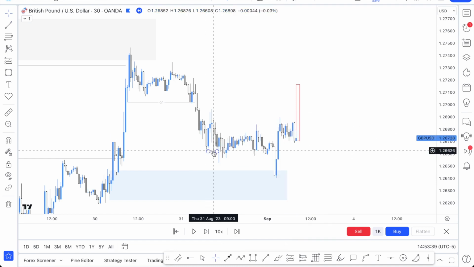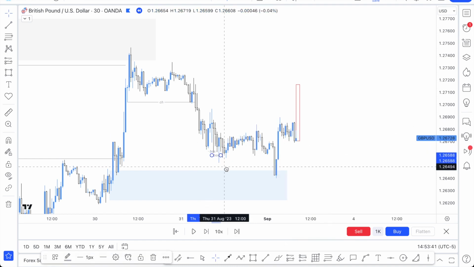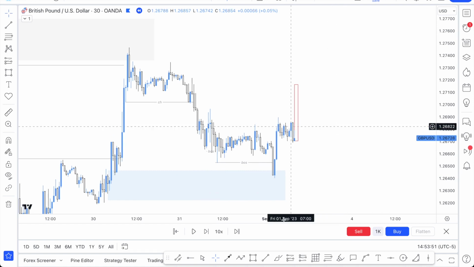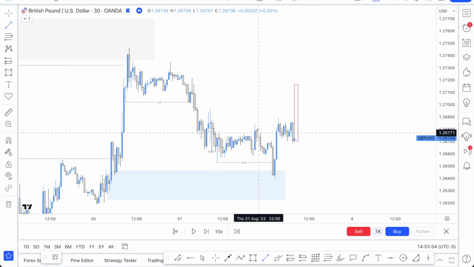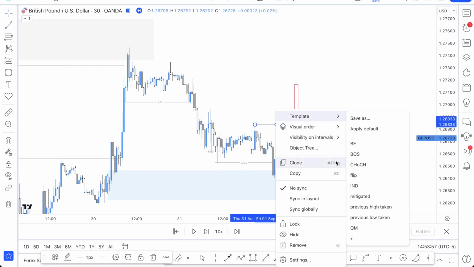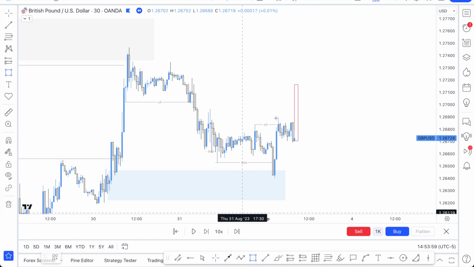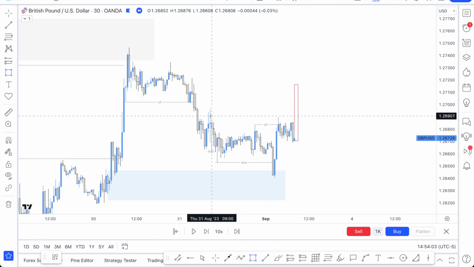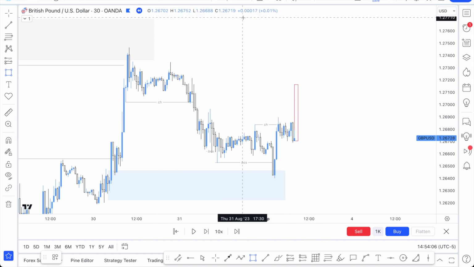You want to mark out everything, and the reason for this is that it'll be much easier for the eye to catch where the next move is going to go, where it's going to run, and where it's going to continue from. So there we go. You can see we have another break here. So this is another CHoCH. Now that I see all the breaks and the CHoCHs, I've got to see where my supply and demand zones are.